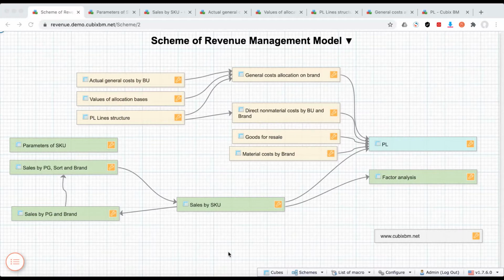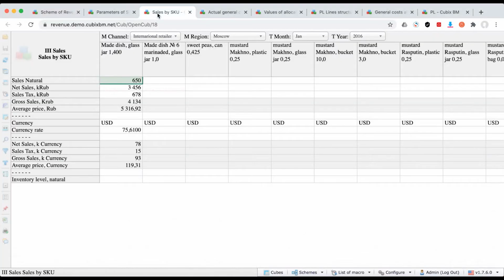Afterwards, we can create some cubes for sales planning, sales by SKU, for example. In that cube, we see sales indicators by SKU, channel, and region. They can be downloaded from corporate systems, external corporate systems, or entered by hand. And all analytical dimensions are the same, both for plan and for actual.